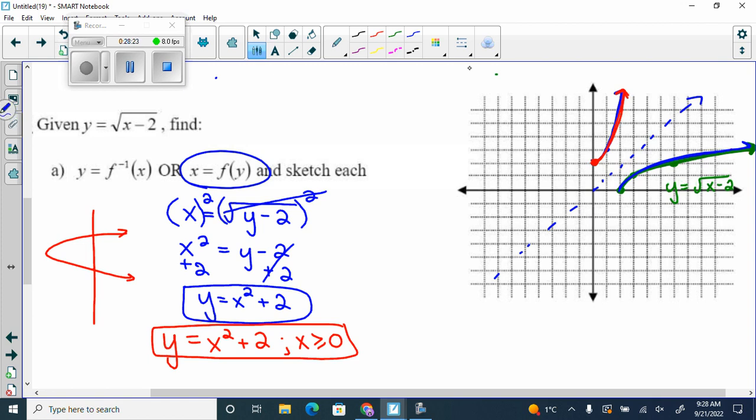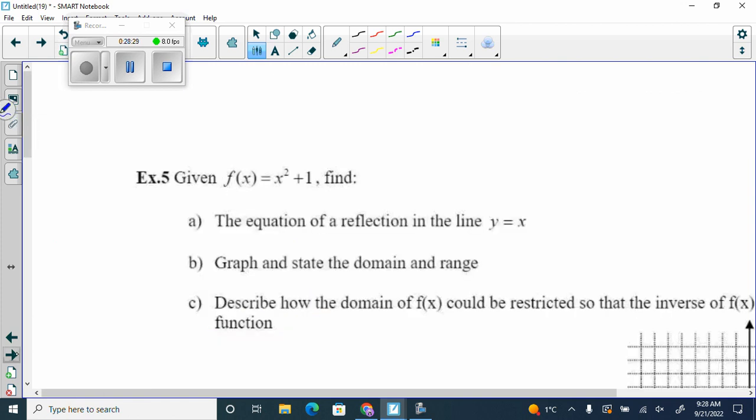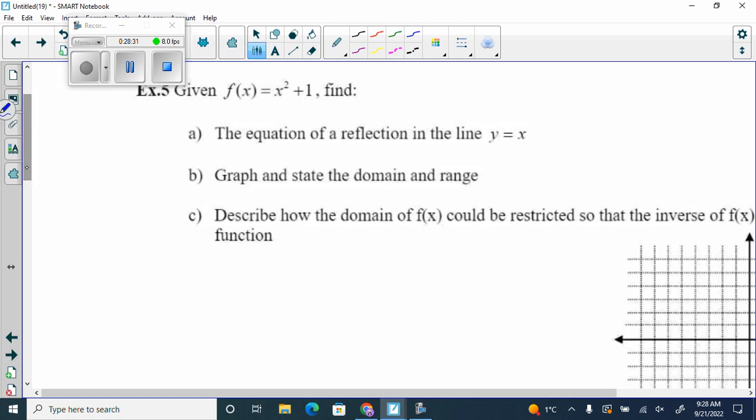Okay. We're moving to the next page. I don't have that. Okay. So that's good.